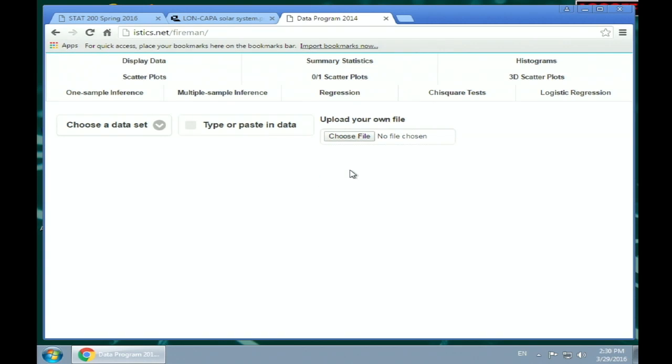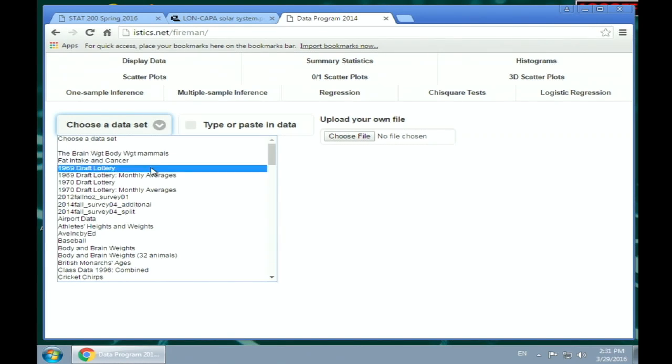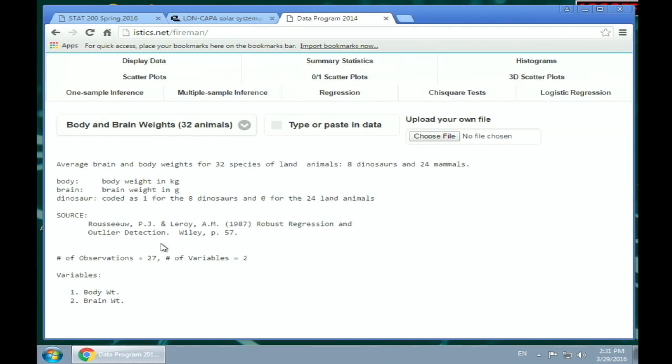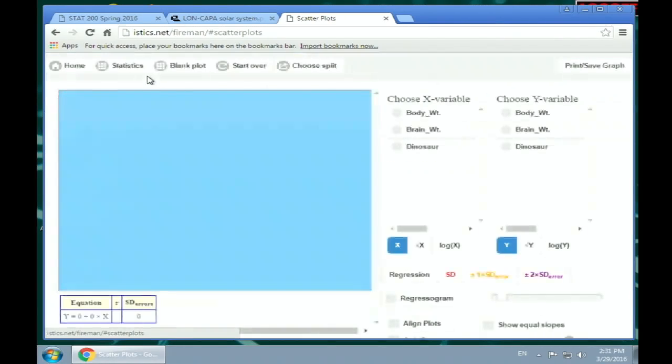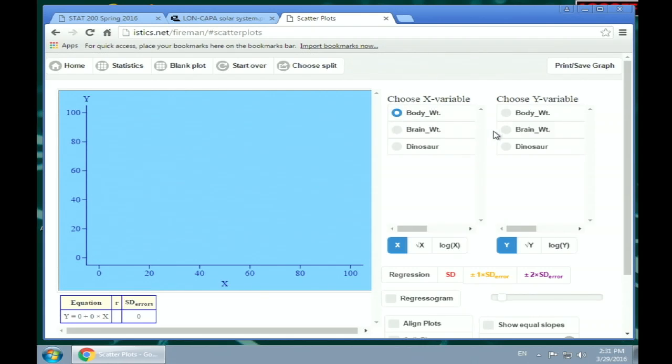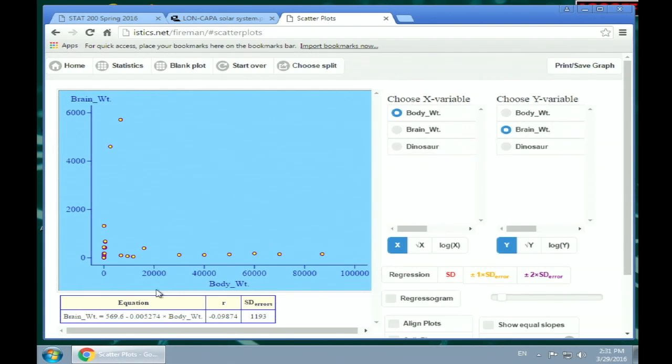All right, it looks the same. It's just I haven't put the data set on our U of I site. But you can find it here. All right, so let's choose that data set. It's the brain weight and the body weight of these 32 animals. And let's look at the scatter plot. Okay, so here our X variable is the body weight, and we're predicting the brain weight. So this is body weight in kilograms versus brain weight in grams.